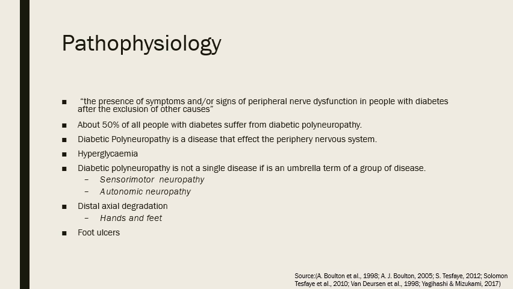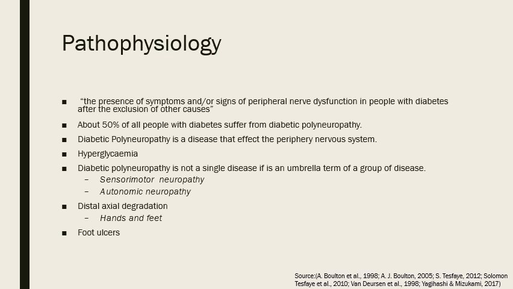About 50% of all people with diabetes suffer from diabetic polyneuropathy. Diabetic polyneuropathy is a disease that affects the peripheral nervous system. It is not a single disease, but is an umbrella term for a group of diseases. These can be split into two categories: somatomotor neuropathy, which affects the sensory and motor pathways, and autonomic neuropathy, which affects the autonomic nervous system.